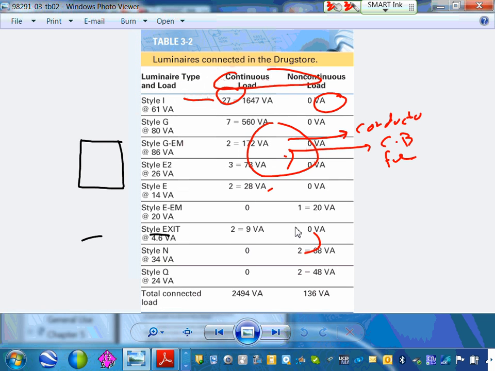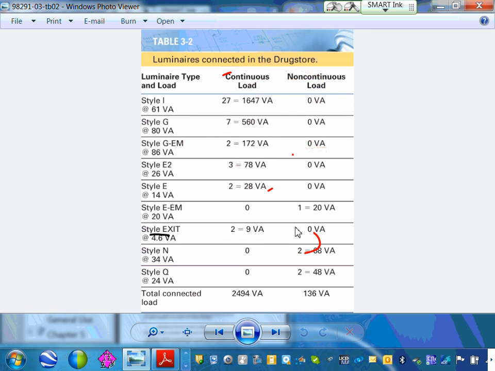Okay. This table is related to the actual lighting load, so please pay attention to this one. Remember, we have a project in this book. So whom am I going to pick on? Alex. Alex, my friend, decided to put style 1 fixtures, 27 of them, and each one is running at 61 volt-amps, predicted load, right? So you take 27, multiply it by 61, this is what you get. Is it continuous load? They're assuming these fixtures are non-continuous load in this calculation.